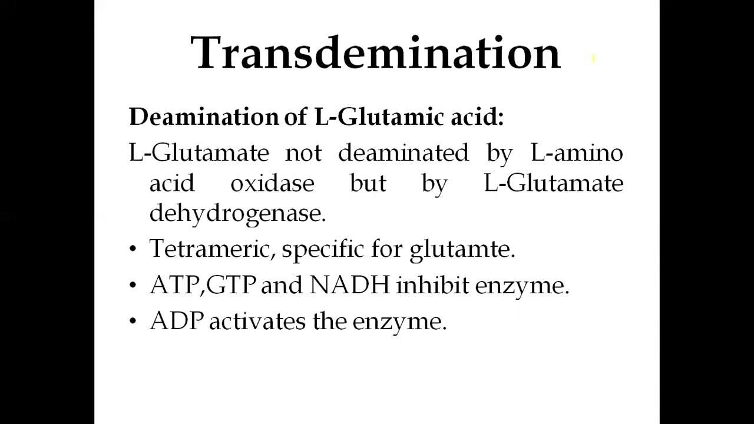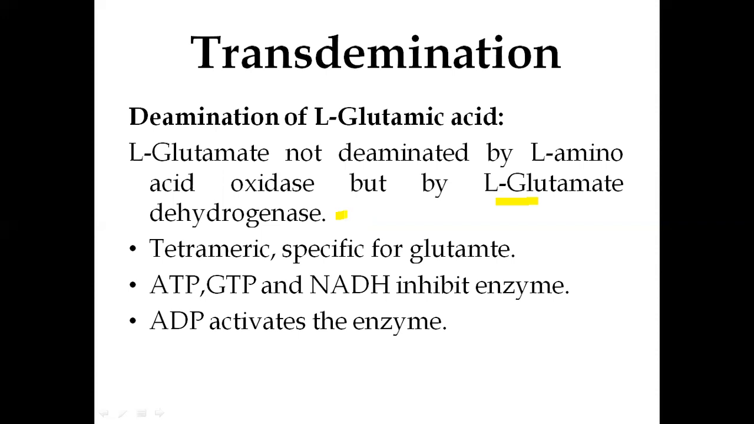It has to be noted that this glutamic acid is not deaminated by L-amino acid oxidases, but by a specific enzyme, L-glutamate dehydrogenase. So this enzyme removes the NH3 group. This mechanism is quite different from deamination. Here in this process, we find both transamination as well as deamination reaction. So hence it is called transdeamination.